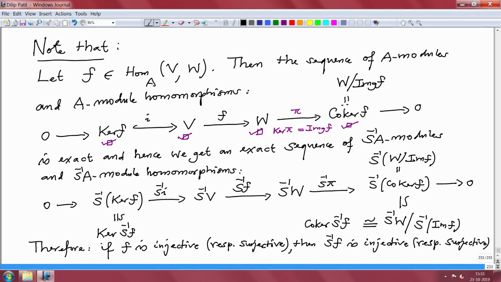Alright, now I will make some observations about the chain conditions on the module. What happens to the chain conditions on the S inverse A modules? How do they inherit them from the given module?